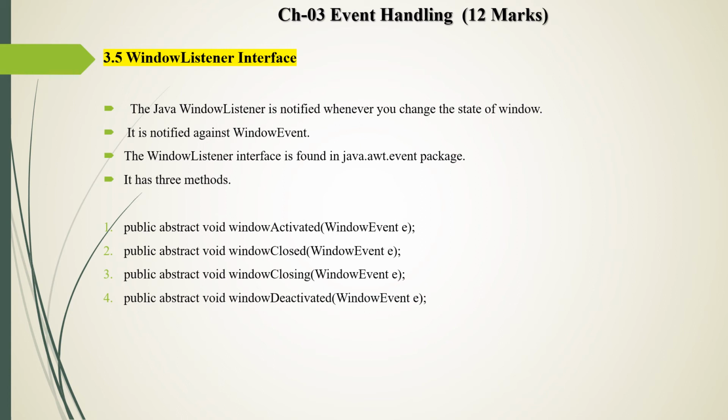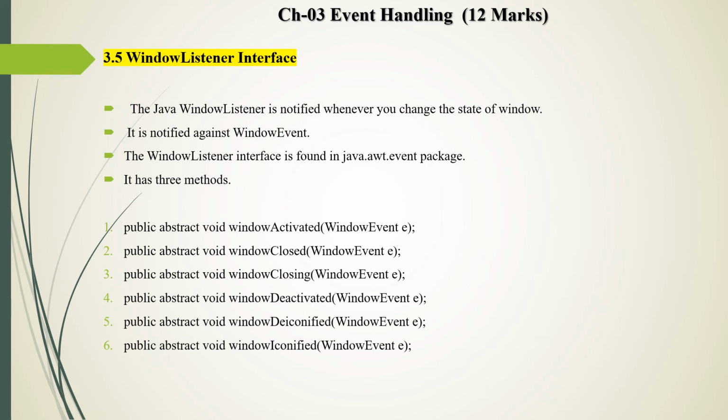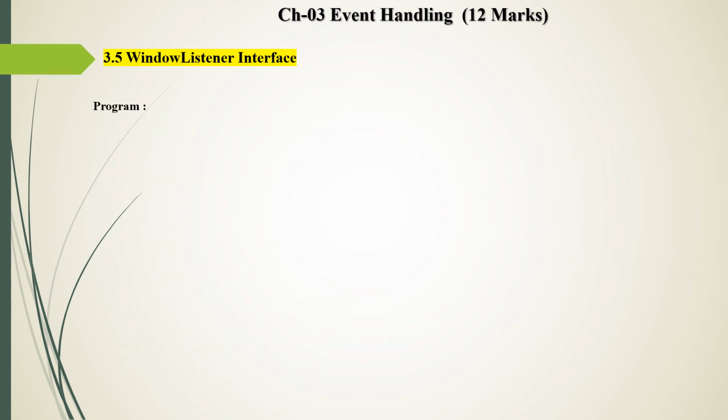Fourth method is window deactivated. Next method is window de-iconified. Sixth method is window iconified. Seventh method is window close and open. And next we see the program. Okay, so in the program we execute all the methods.